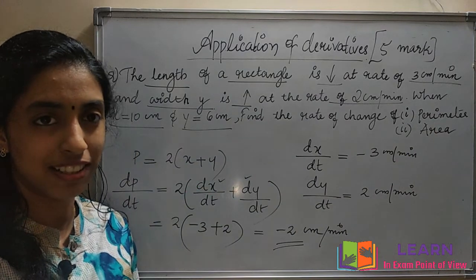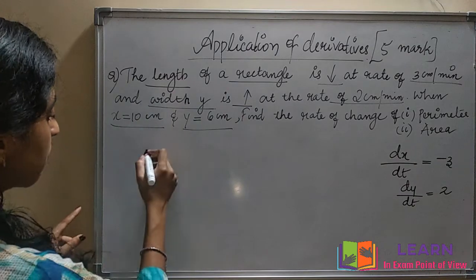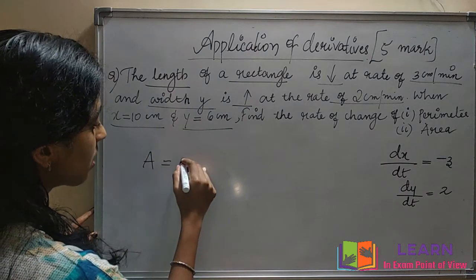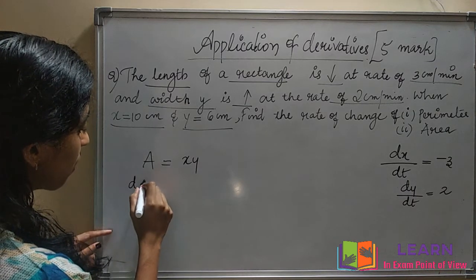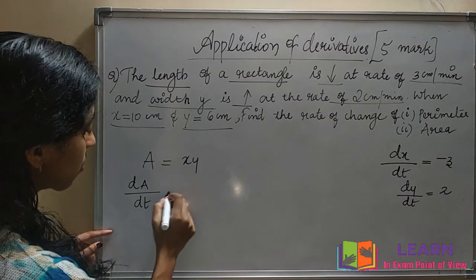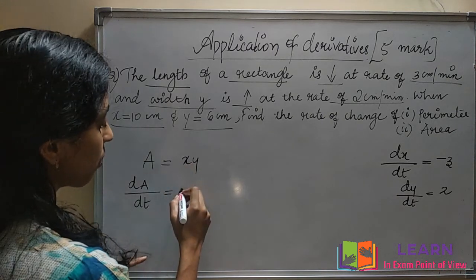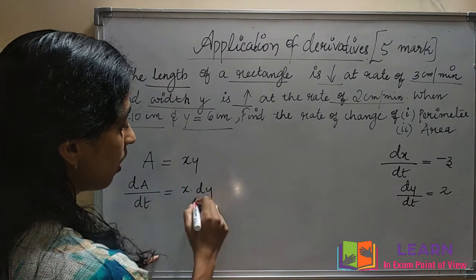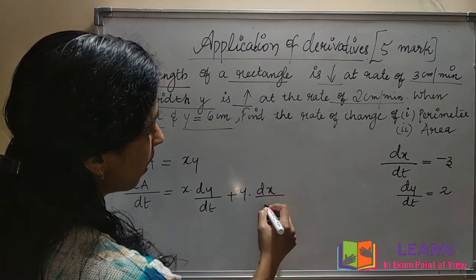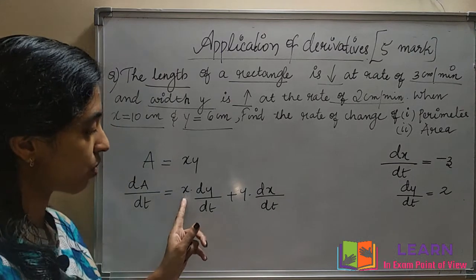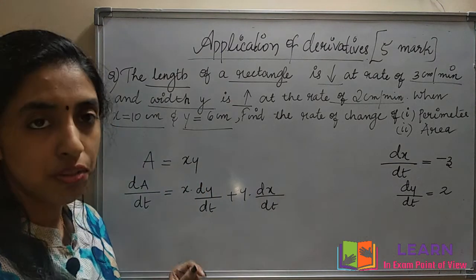Next we have to find out the area similarly. Area formula is x into y, length into breadth. We are going to differentiate with respect to time, that is, the rate of change of area. This is the product rule, correct? x into dy/dt plus y into dx/dt. Product rule: first function into derivative of second plus second function into derivative of first.